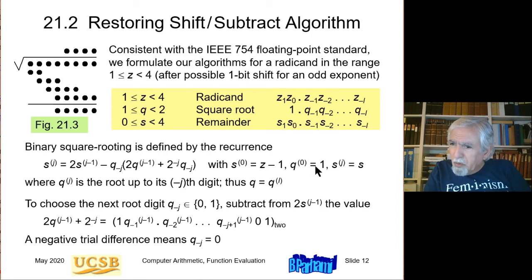And Q0 is already 1, already determined before even entering this recurrence. And the jth remainder will be the final remainder. And this is the recurrence. Double the previous partial remainder and subtract from it this value. And this value, basically, as I mentioned, is the jth partial root appended with 0, 1.